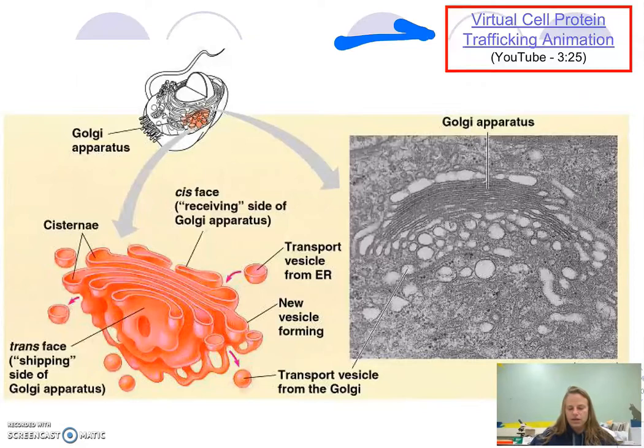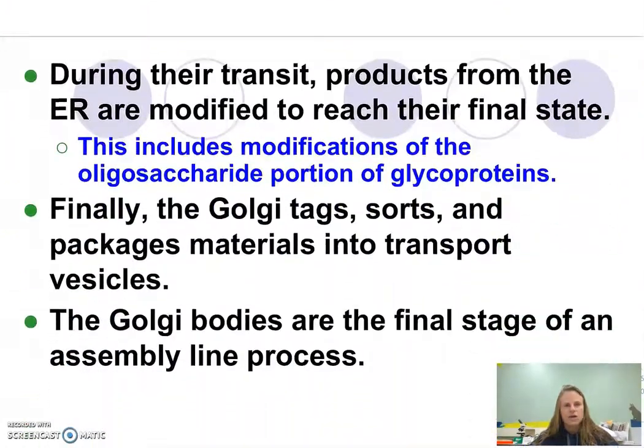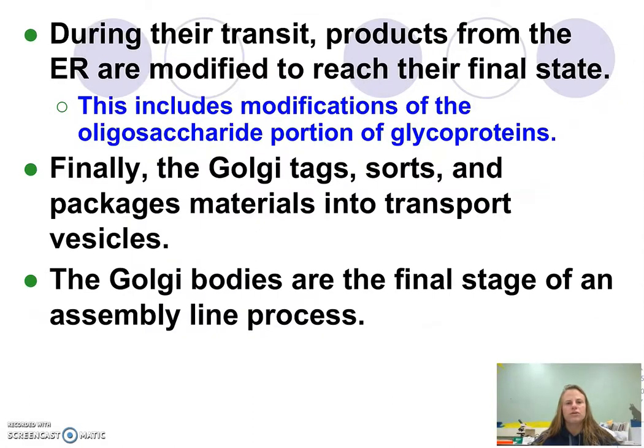This video here is a great video that actually shows the movement of the Golgi body and how it operates. So during their transit, products from the ER are then modified to reach their final state. And I should say during their transit within the Golgi body, right? The products, which include the proteins from the ER, are modified within the Golgi.